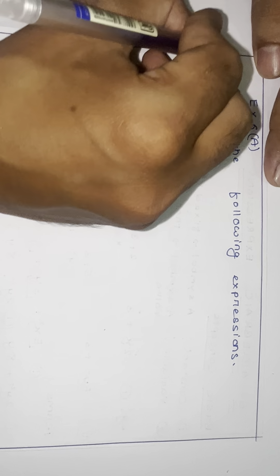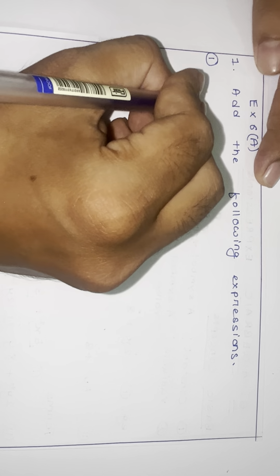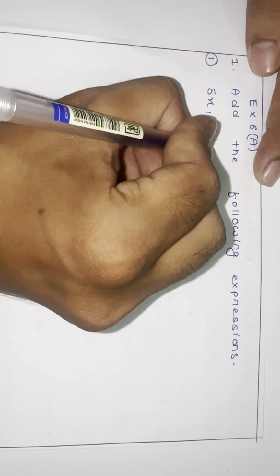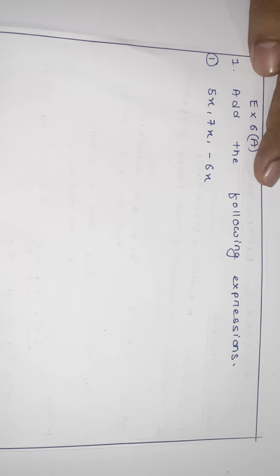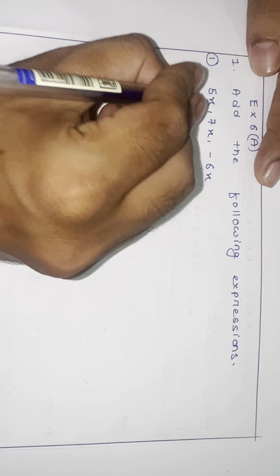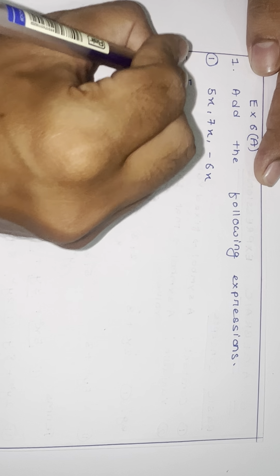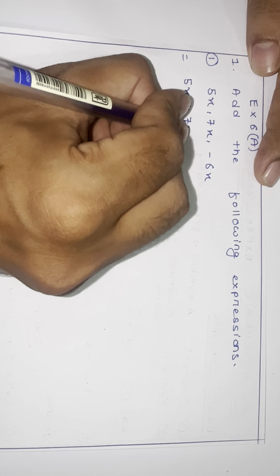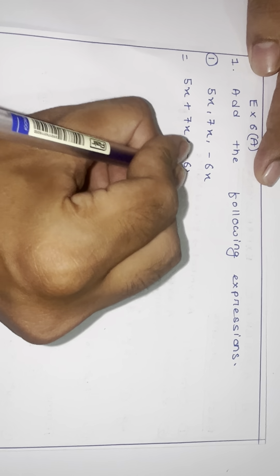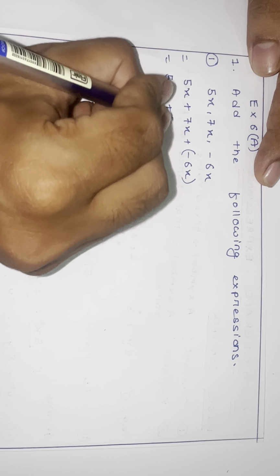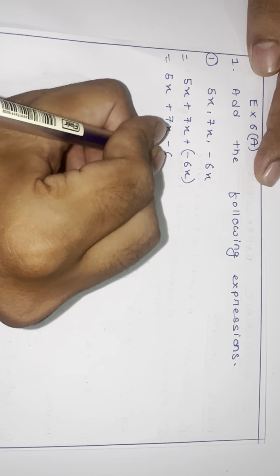Okay, so what is the first one? The first one is 5x, 7x, minus 6x. So what we need to do is just add them. The first step: instead of the comma, you write the plus sign. 5x plus 7x plus minus 6x. Now 5x will remain as it is, 7x will remain as it is. Now plus minus will become minus.